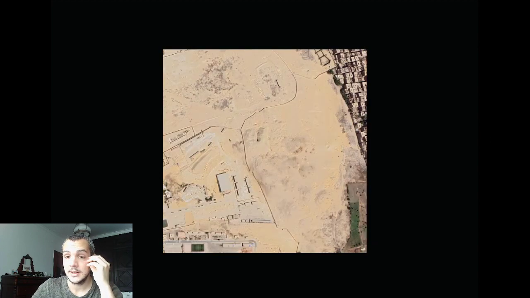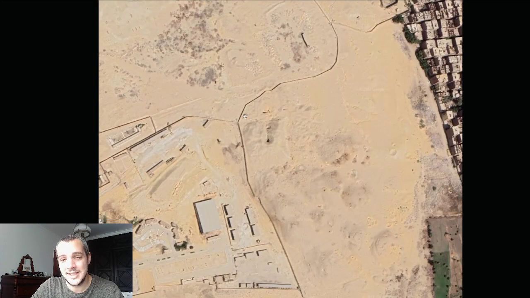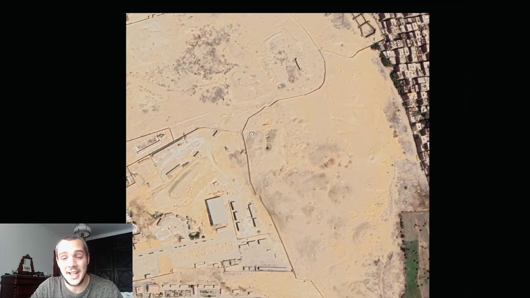Zawyet El Aryan is a place where archaeologists found that the necropolis was used from dynasty 0 to even dynasty 4. So there should be a lot of stuff here, but now it all belongs to a military compound. It's basically an Area 51 of Egypt. And it's crazy because, look, this is the Layer Pyramid that we will talk about today, and this wall is the wall of the military of Egypt. I mean, Jesus Christ.